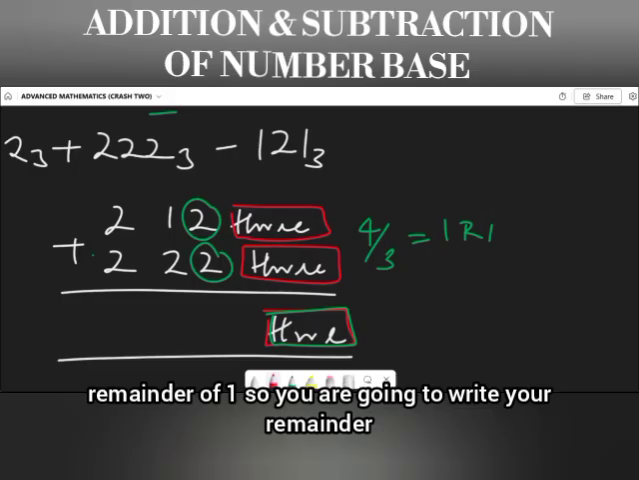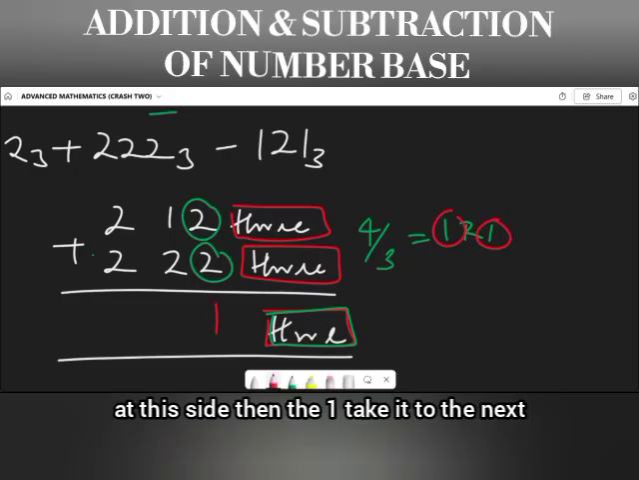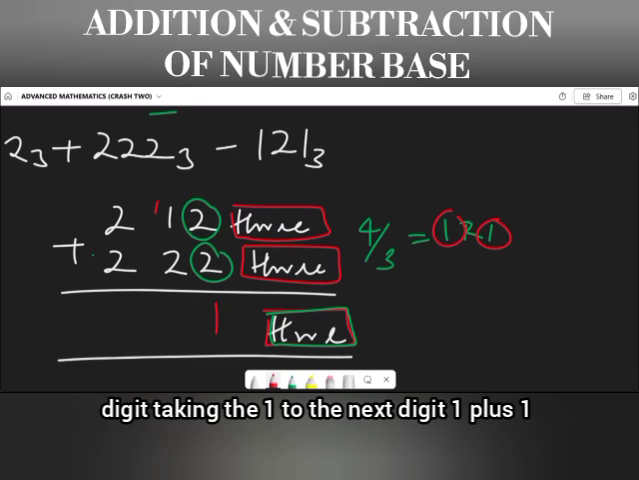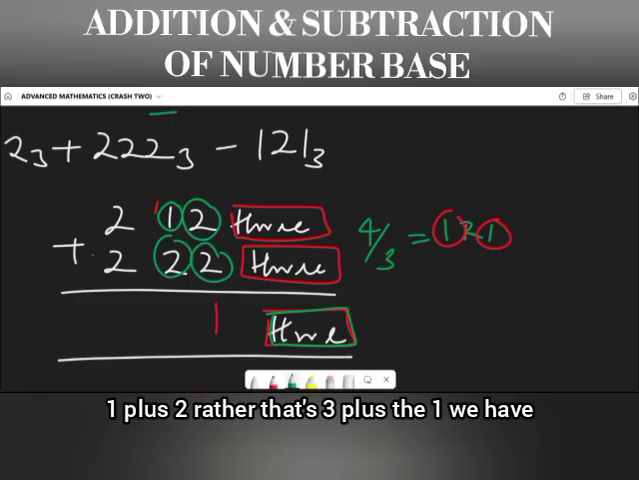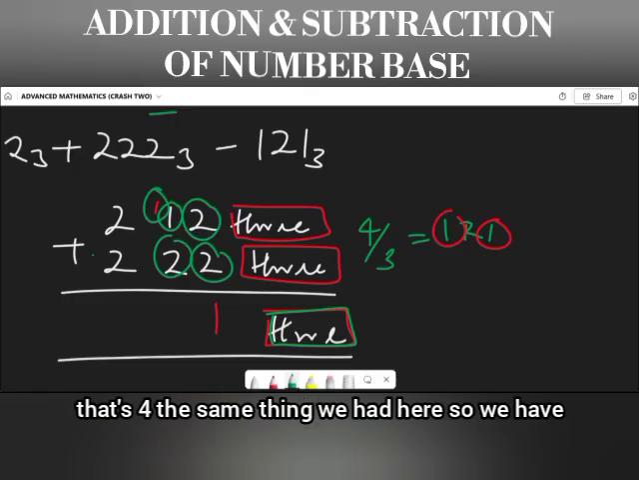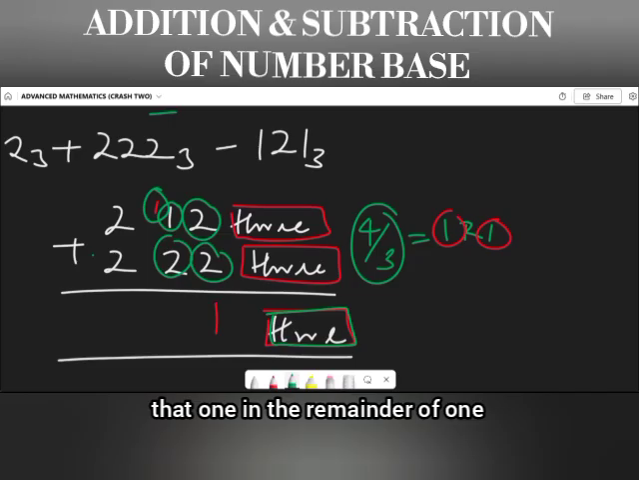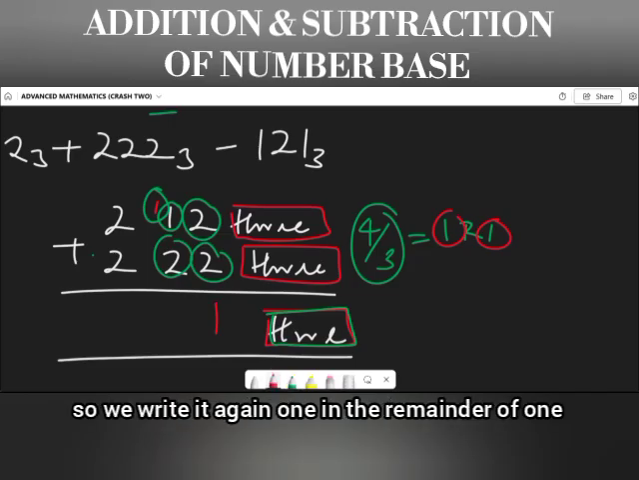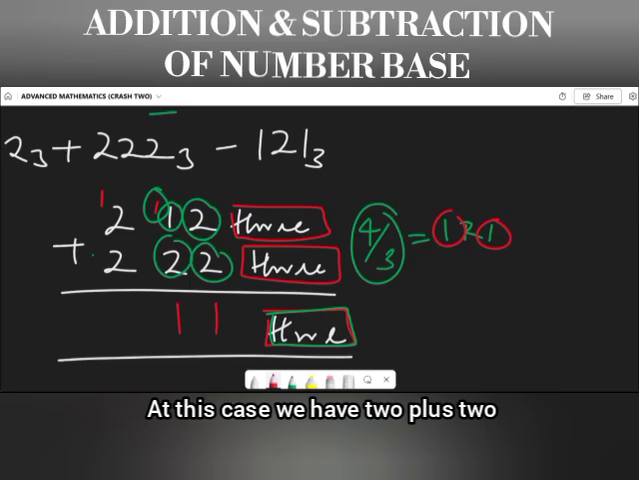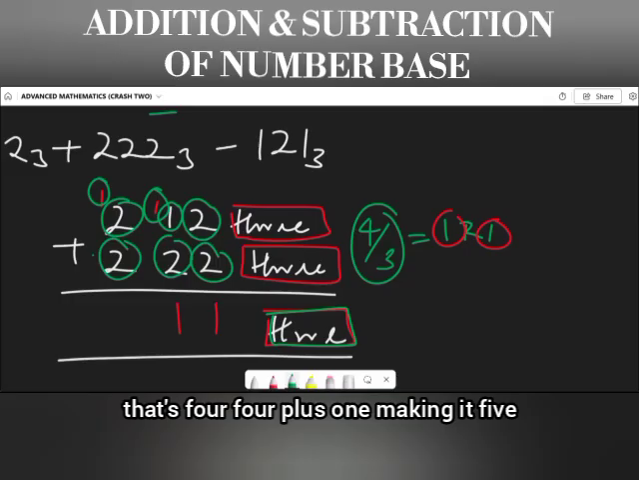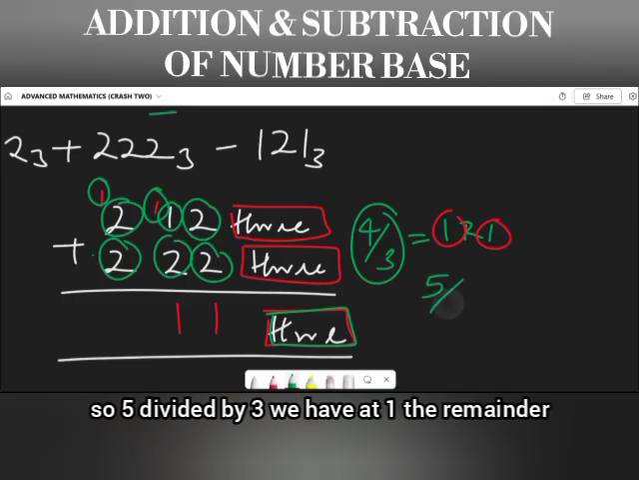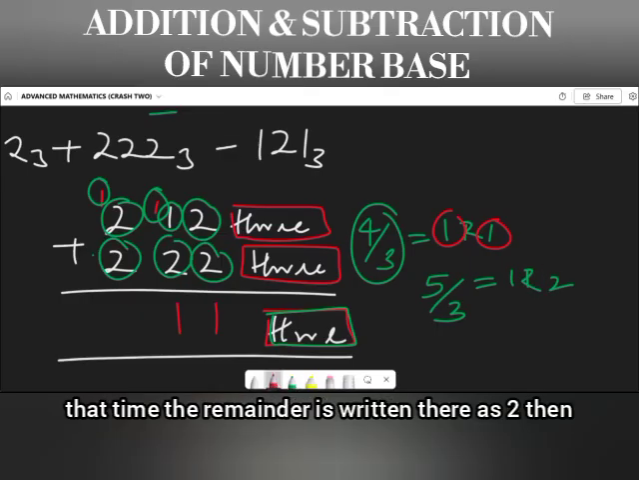So I'm going to write the remainder at this side, then the 1, take it to the next digit. Taking the 1 to the next digit, 1 plus 1 plus 2 rather, that's 3, plus 1 we have, that's 4. The same thing we had here. So we have 1, remainder 1. So we write it again, 1, remainder 1. In this case, we have 2 plus 2, that's 4. 4 plus 1, making it 5. So 5 divided by 3, we have it as 1, remainder 2. Like I said at that time, the remainder is written there as 2.